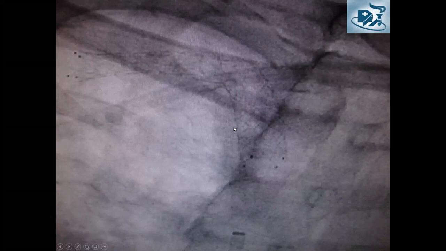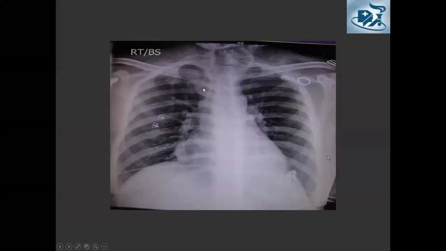But to our surprise, 4 days after the closure of the left brachiocephalic fistula, this was a chest x-ray. So that high flow AV fistula in the left upper limb was causing significant central venous stenosis pressures.